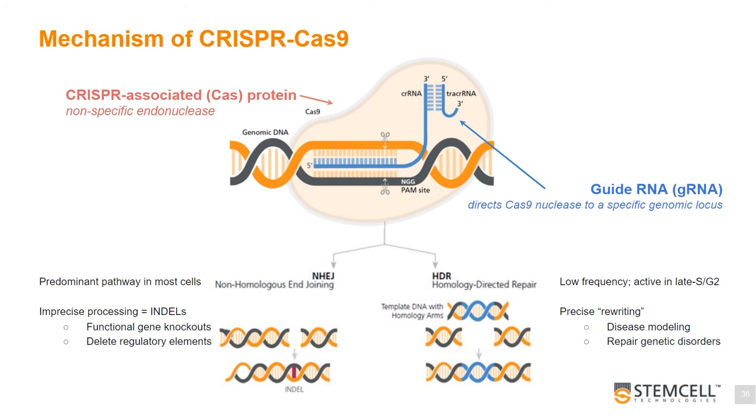Homology-directed repair is the second major DNA repair pathway. It has the ability to faithfully copy the genetic information from a related DNA sequence or an exogenous foreign DNA sequence. HDR functions in late S phase and G2 phase. However, most cells spend the majority of their time in the G1 phase. Therefore, this pathway occurs with a low frequency in most cells. In the context of CRISPR-Cas9, this pathway enables precise rewriting of the genome if an exogenous DNA template is added to the experimental design.